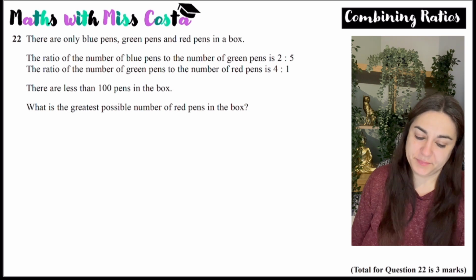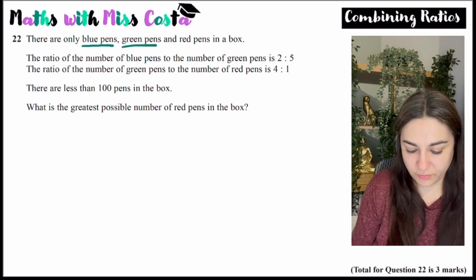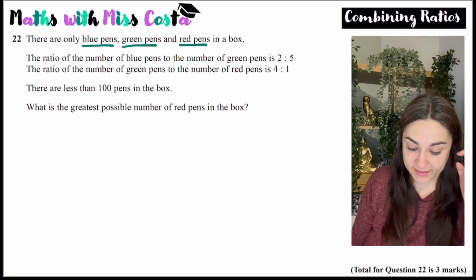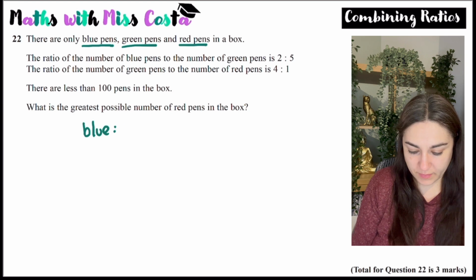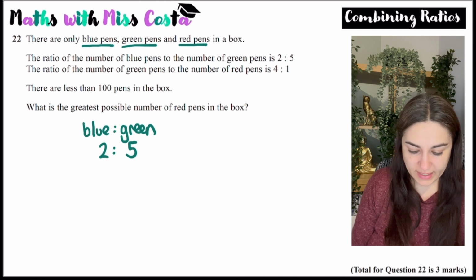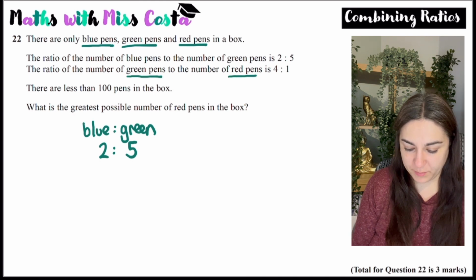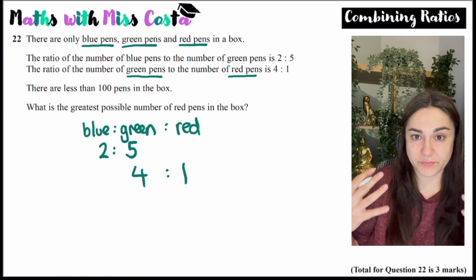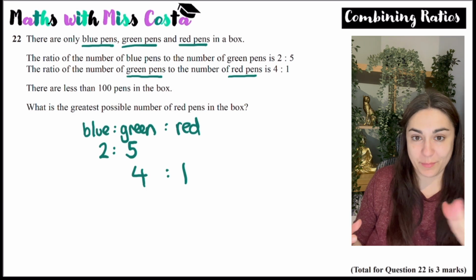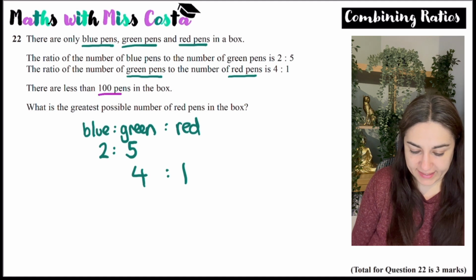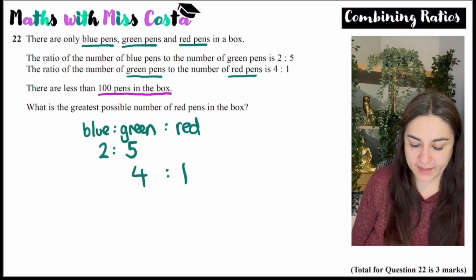Next, I've got a ratio question. I'm told that there are only blue pens, green pens and red pens in a box, and that the ratio of the number of blue pens to green pens is 2 to 5, and that the ratio of the number of green pens to the number of red pens is 4 to 1. So I've been given 3 types of pens, but 2 separate ratios, and I'm going to somehow try and combine them. I'm told that there are less than 100 pens in the box, and what is the greatest number of red pens in the box?